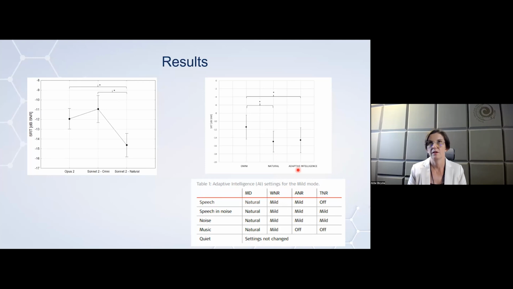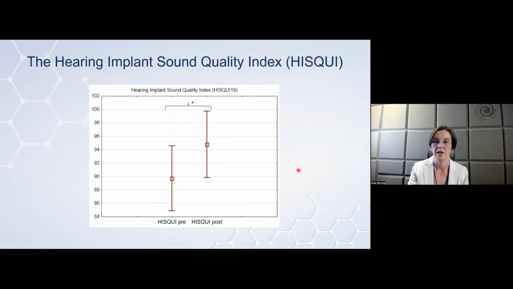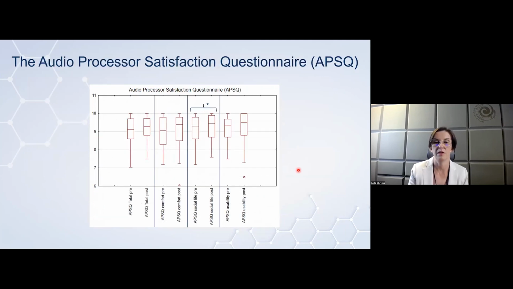And of course, it is very difficult in the clinical setting to judge such adaptive solutions. Therefore, we decided to encourage our patients to use the adaptive intelligence, and we decided to use questionnaires to assess the benefit. And we noticed the significant benefit in the hearing implant sound quality index questionnaire, and we have also some improvement in the audio processor satisfaction questionnaire, not in total score, not in comfort and usability, because it's quite the same kind of processor, only a behind the ear processor.